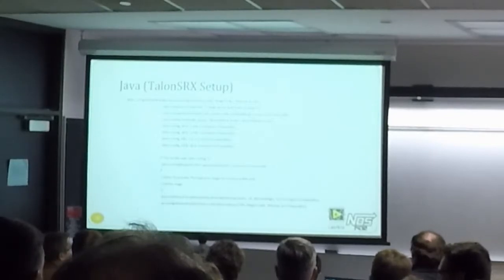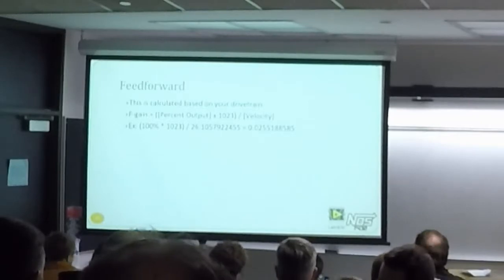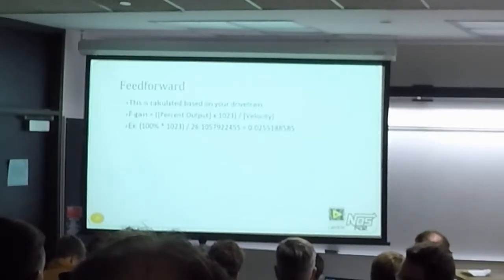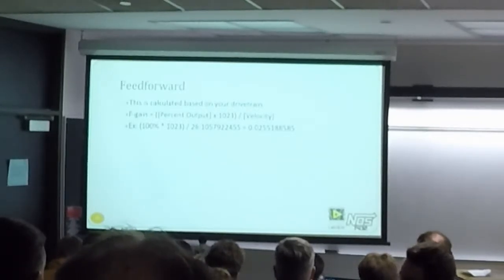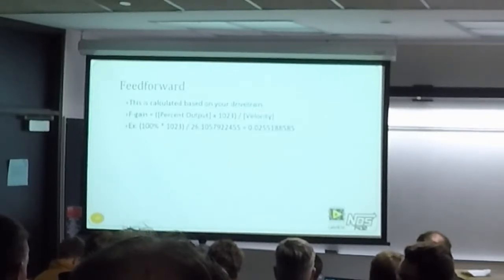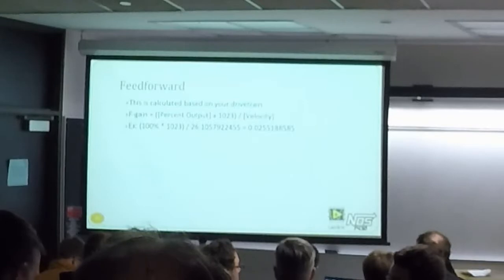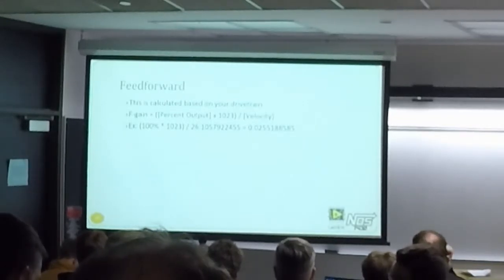Great tutorials. So your feed forward gain is calculated based on your drivetrain. You take your percent output, multiply it by 1023, and divide it by your velocity. An example is 100% times 1023 divided by the velocity that we acquired off of this robot, which gives us a feed forward term of 0.025, and so on.